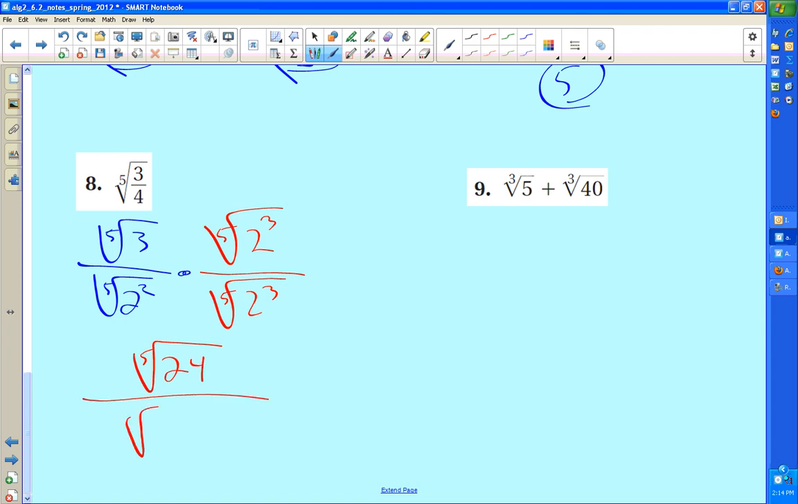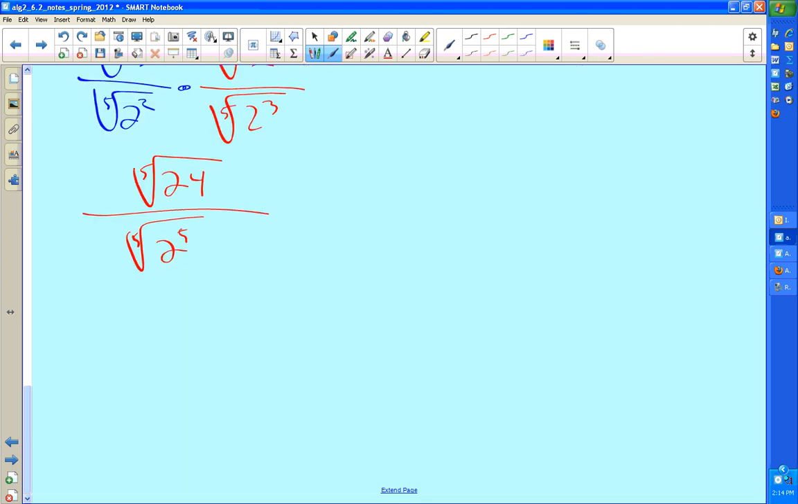Over the fifth root of 2 to the fifth, which you don't need to show that line. I'm fine with you just saying it's 2. The fifth root of 24 over 2. And there's no perfect fifths in 24, so we leave it like that. That's not multiplied by 1. What did I multiply by? Oh, no, you're right, never mind.